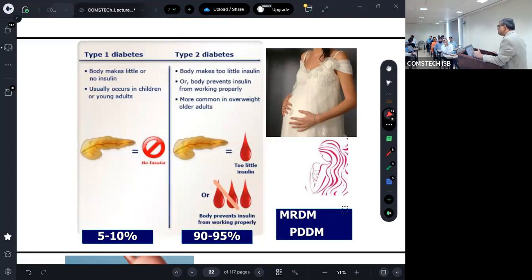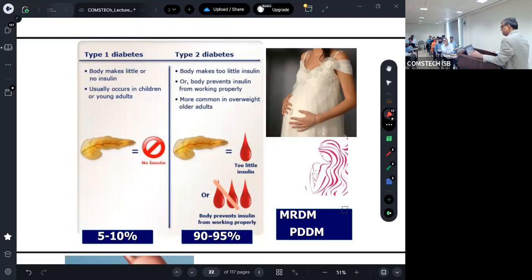Some other types of diabetes also occur during pregnancy. We call it GDM, gestational diabetes mellitus. Many types of diabetes happen, but now the classification is mostly type 1 and type 2. However, in 1985, there was a classification.